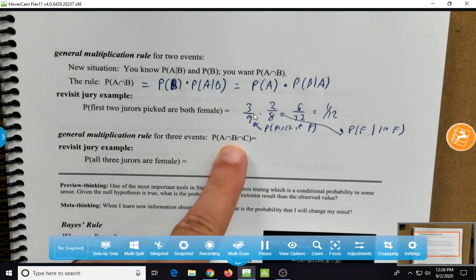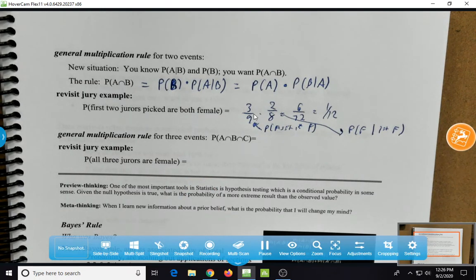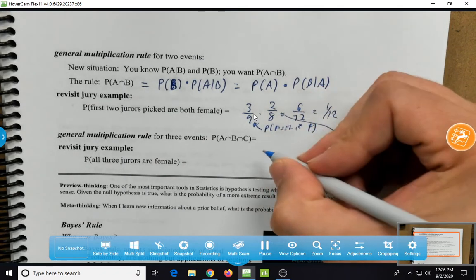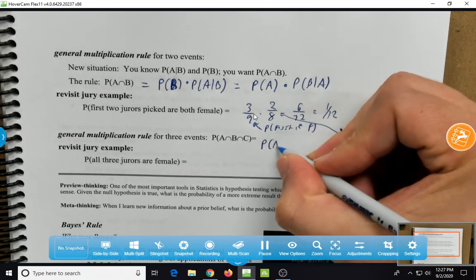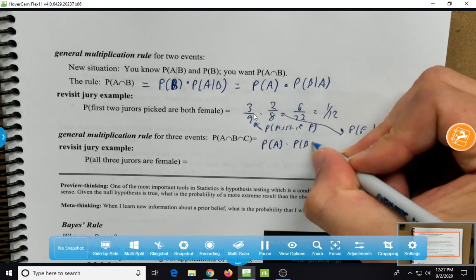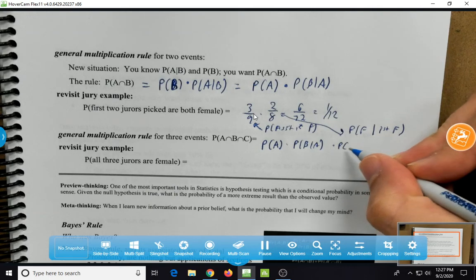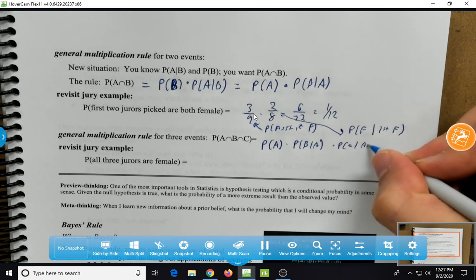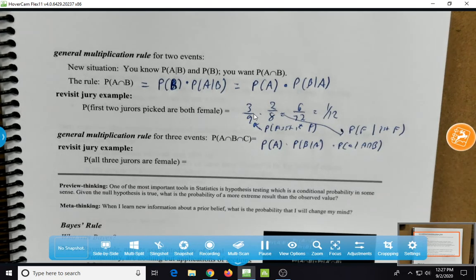All right, so the general multiplication rule then is probability of A times the probability of B given A times the probability of C given A intersect B. And Jeff, this is kind of where it gets a little tricky as far as C given A intersect B, but we're going all the way across. So C given A intersect B. And there'd be parentheses around the intersection part, that would be kind of a good thing to use.